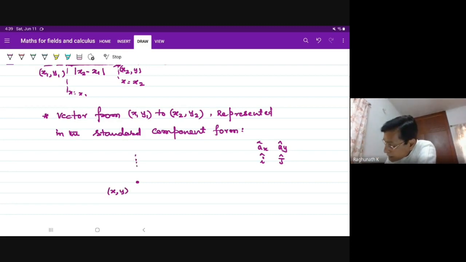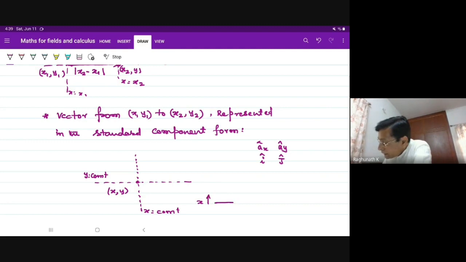you have two lines. X is equal to constant line. Y is equal to constant line passing through that point. X increases to the right. Y increases in the upward direction, correct? X increases to the right, normal. Y increases in the upward direction.